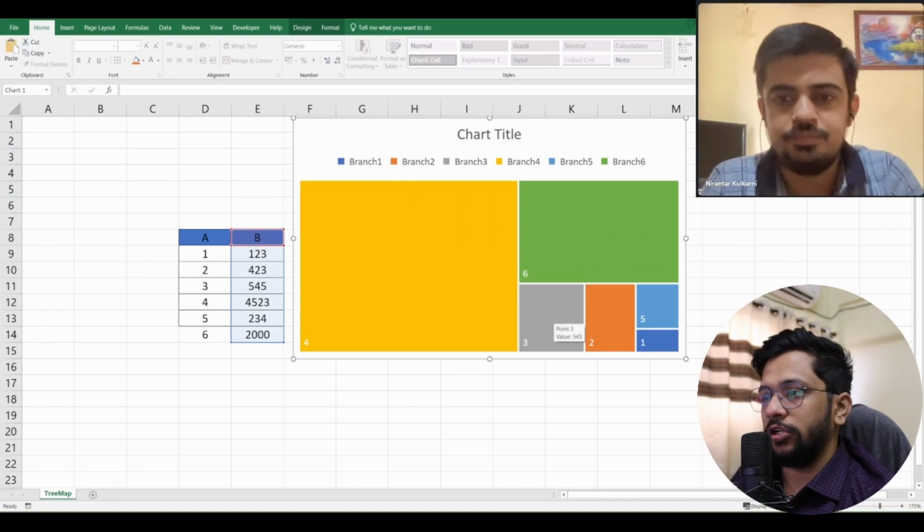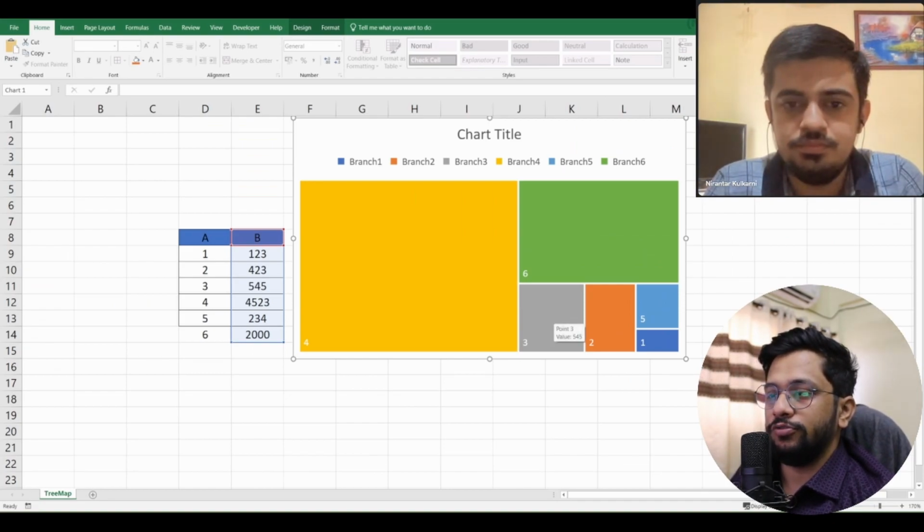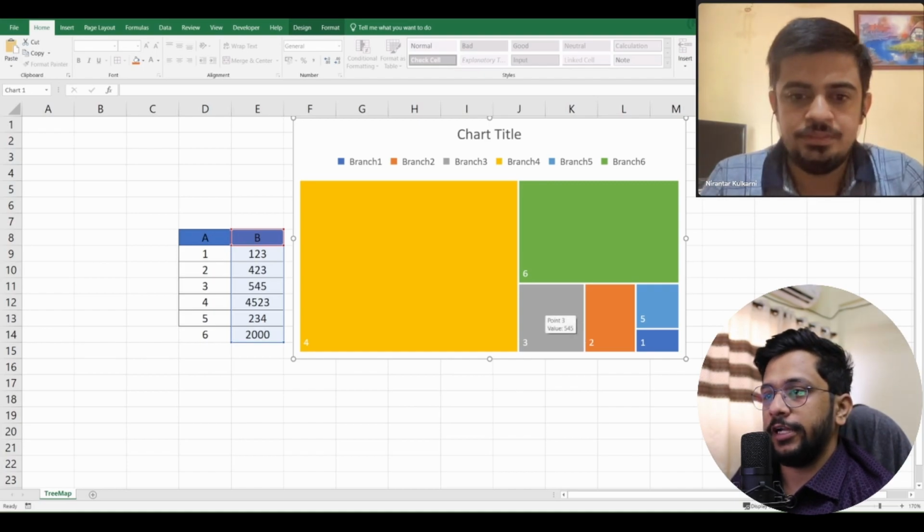These are very small, let's say 6 categories. You would have, let's say, 10 different product categories or 10 different sales categories in your businesses, and then this becomes helpful. Great.